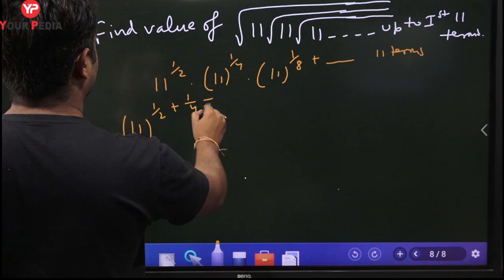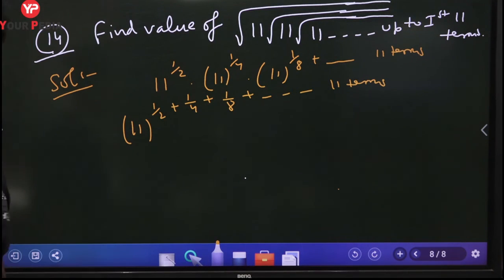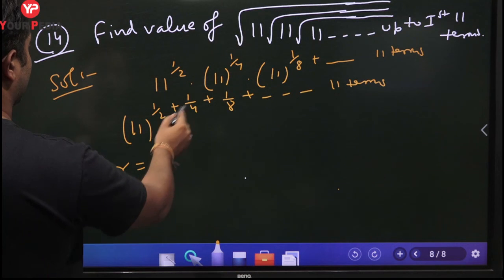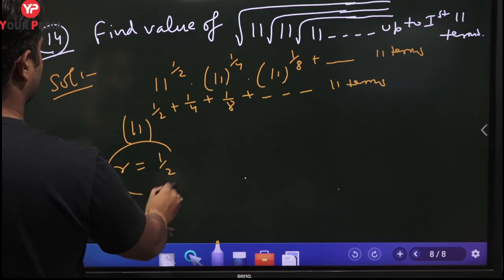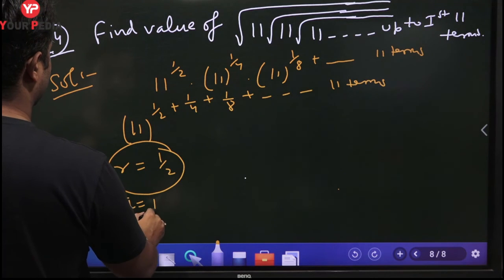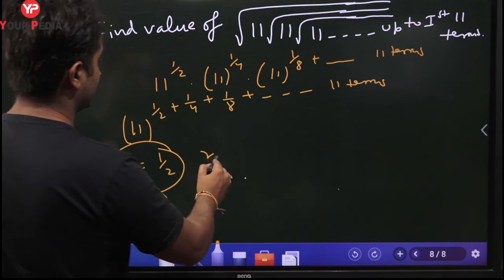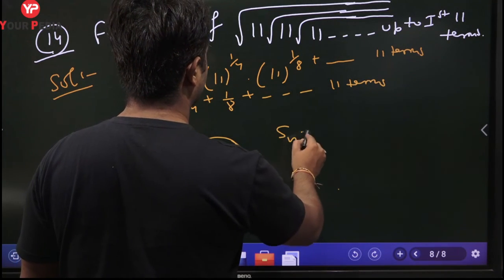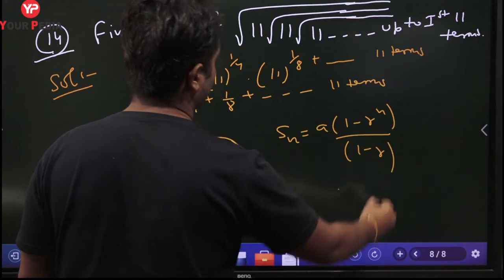So the powers are 1 by 2, 1 by 4, 1 by 8, dash dash dash, 11 terms. Common ratio, again 1 by 4 upon 1 by 2, so that is again I will say a GP, 1 by 2, 1 by 2 square, 1 by 2 cube, so again common ratio is 1 by 2 and first term is 1 by 2, okay, and R again here is less than 1. Sum of n terms in GP, so Sn is A into 1 minus R raised to power n upon 1 minus R, as R is less than 1.